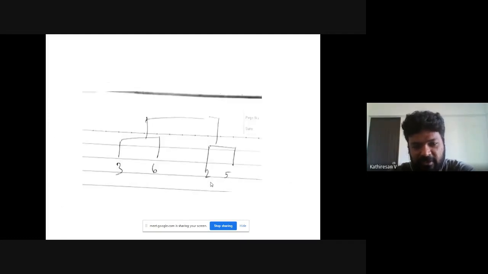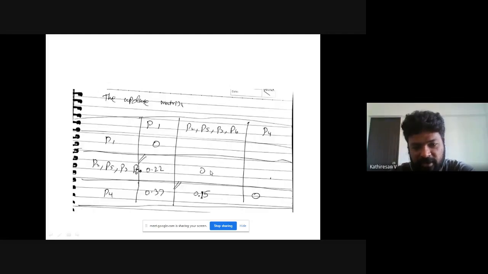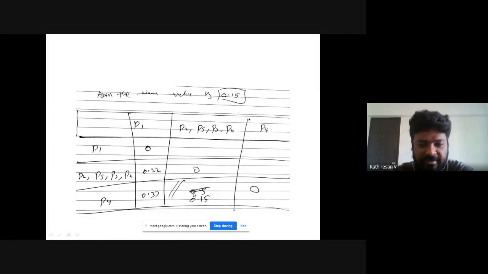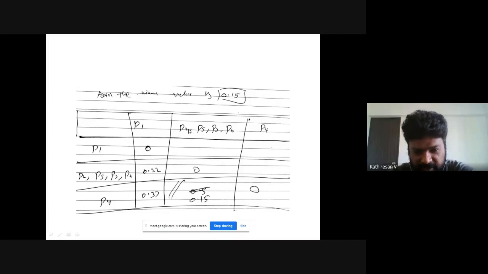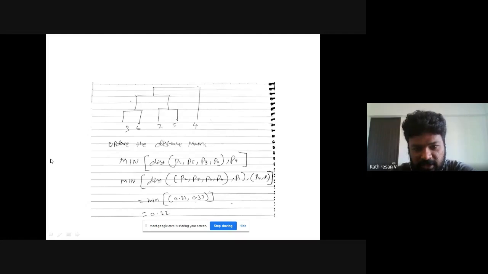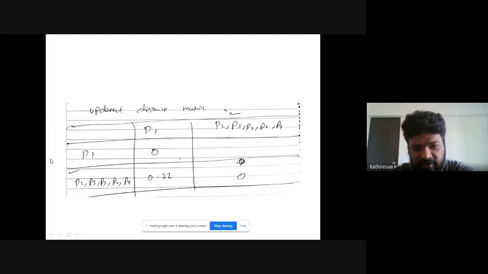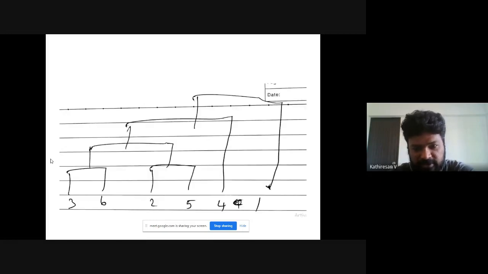So again we have to join P3, P6, P2, P5 together, and we have to form a distance matrix. See here, the new distance matrix is here. In this new distance matrix, again you have to find the distance, and we found 0.15 is the least one. So 0.15 is between P2, P5, P3, P6 and P4. If we join that together, all are joined. No, still one variable is left. But anyway, the remaining one will join with that.